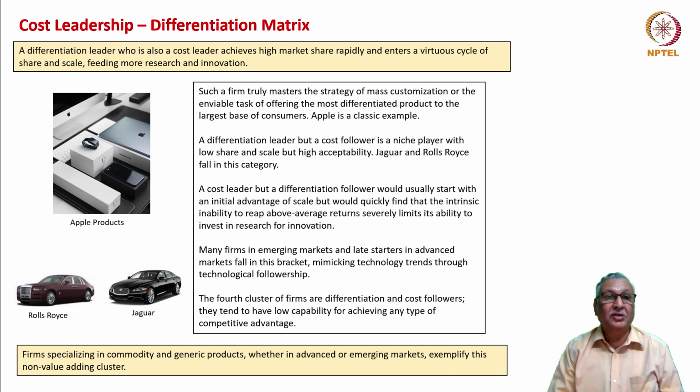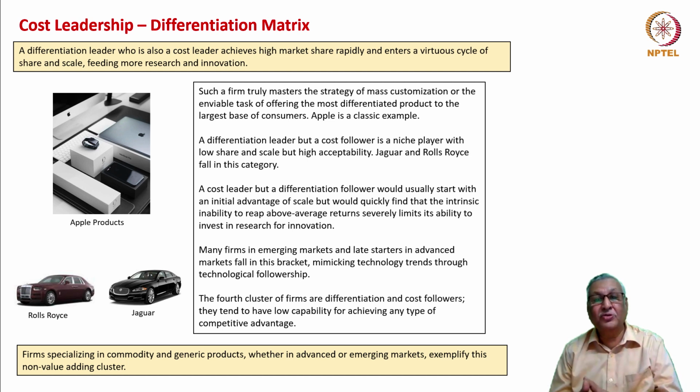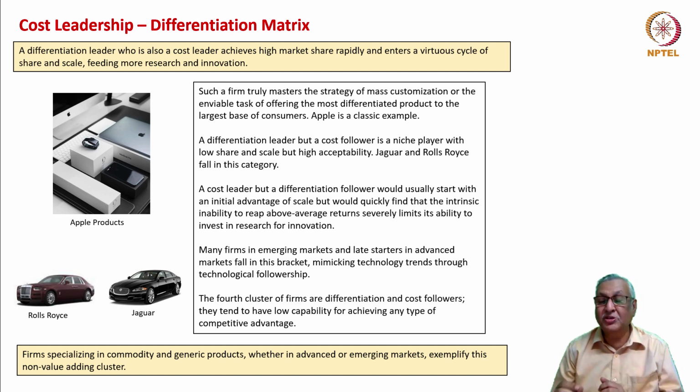A differentiation leader who is also a cost leader achieves high market share rapidly and enters a virtuous cycle of share and scale, feeding more research and innovation. You come up with a highly differentiated product which is also cost effective. Then obviously you gain market share, your volumes increase at an exponential pace, then you kick in more profits for the company, and that in turn feeds more research and innovation, enables the company to develop more products of this nature. Such a firm truly masters the strategy of mass customization, or the enviable task of offering the most differentiated product to the largest base of consumers. As I already said, Apple is a classic example.